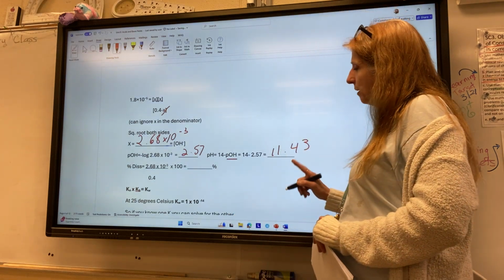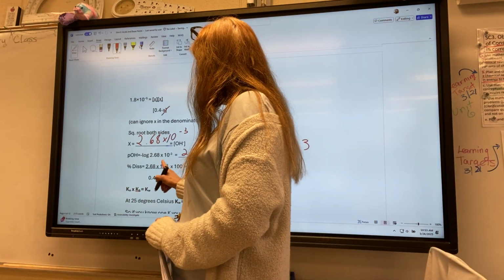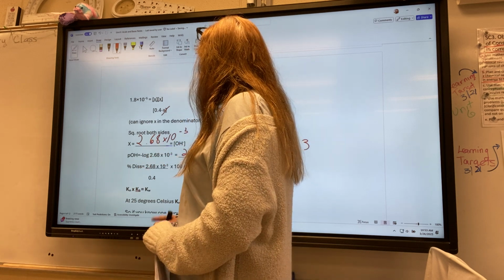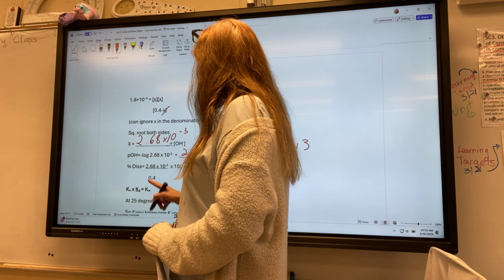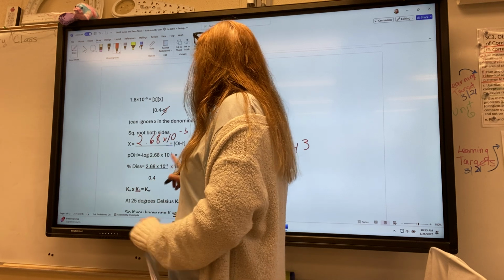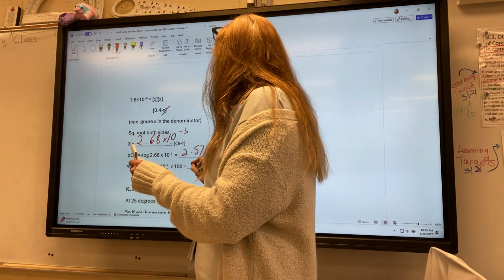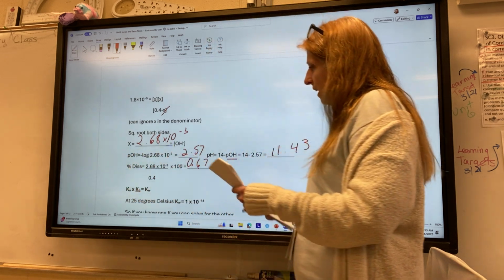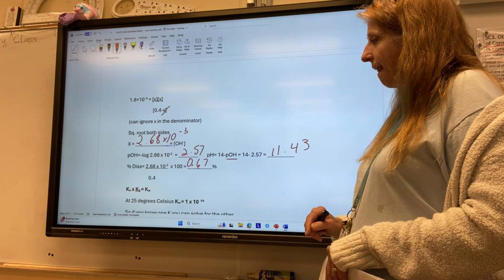We can get the percent dissociation by how much we started with. That's our x. How much we finished with, how much our change was, divided by how much we started with, times 100, and I got 0.67%.